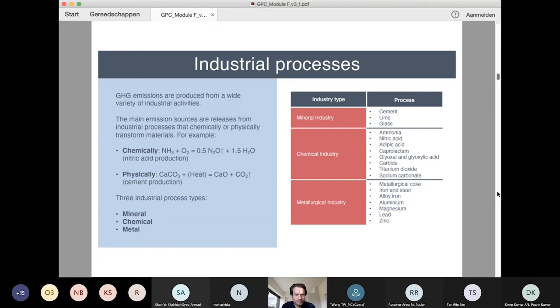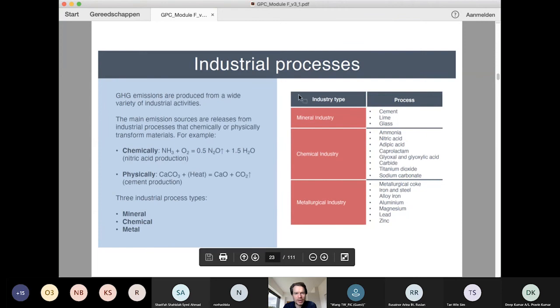So you have an example here. So for example, if we're producing nitric acid, and you've got the formula there, as part of that process, N2O gets released. If we're producing cement, as part of the process of converting calcium carbonate, we release carbon dioxide. So we're releasing gases not by burning something to create energy, but by transforming a material to create another material. So that's the very key distinction to make. It's really gases are released as part of a chemical or physical transformation, and not necessarily by burning for the use of energy.